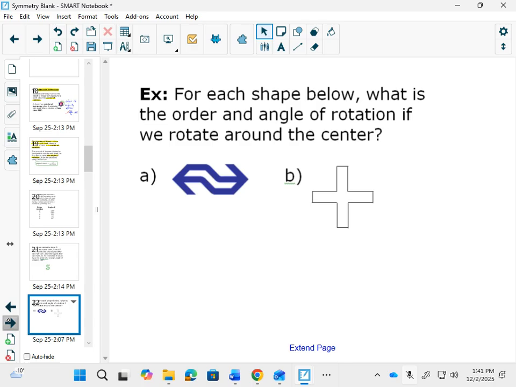Okay, so questions A, B, C, D, E, and F are for you to try. You have to see what you think the order of rotation is and write down the angle of rotation.